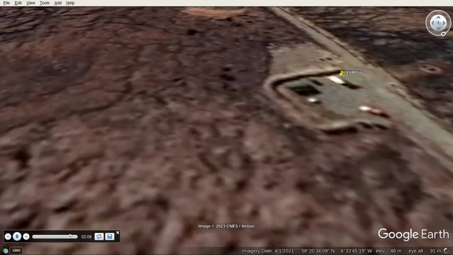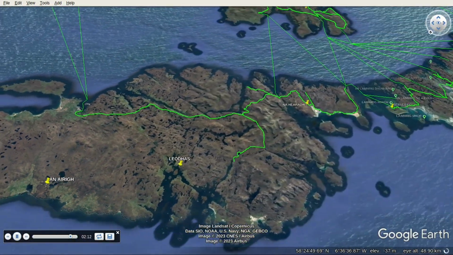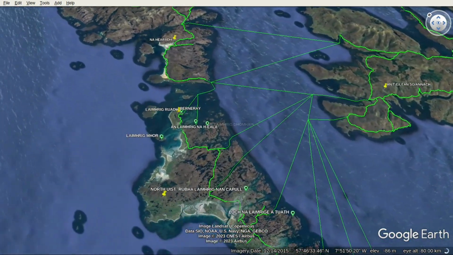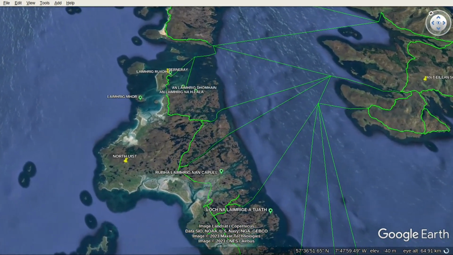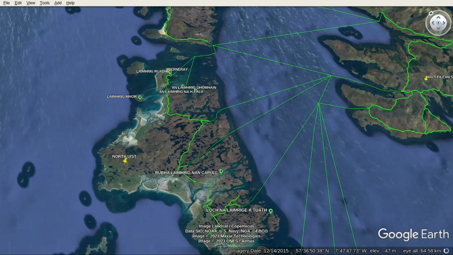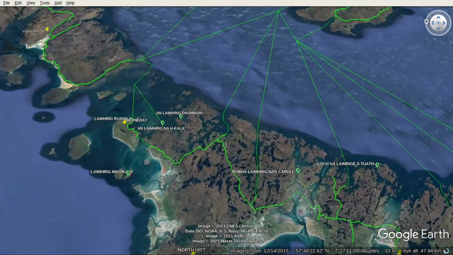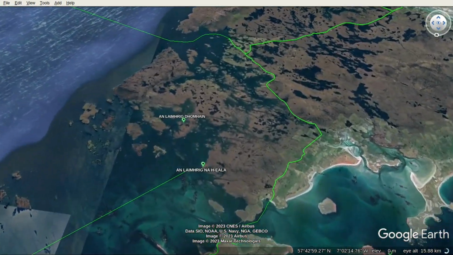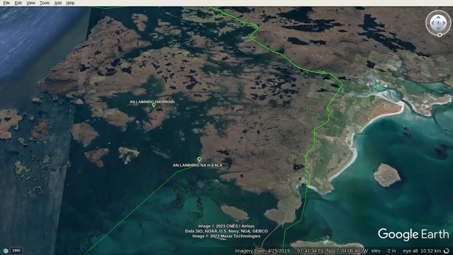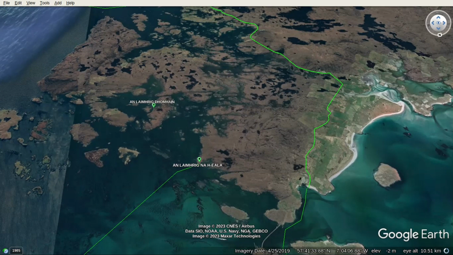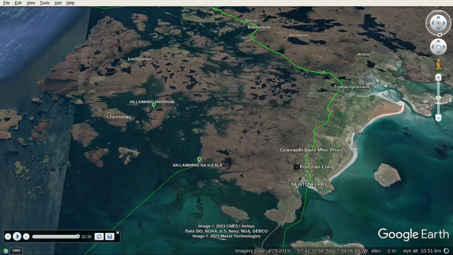So from Ardnamurchan, they would be taken down to the markets in Harris and Lewis, and from there they would be taken down to what they call the lèirig, and you can see a number of them here in North Uist. We're going to go to a specific one. This is An Lèirig Nan Eala, which means of the swan. Apparently there was a boat called the Swan that was built 300 years ago that used to use this particular area frequently, and that's why it's got this name.